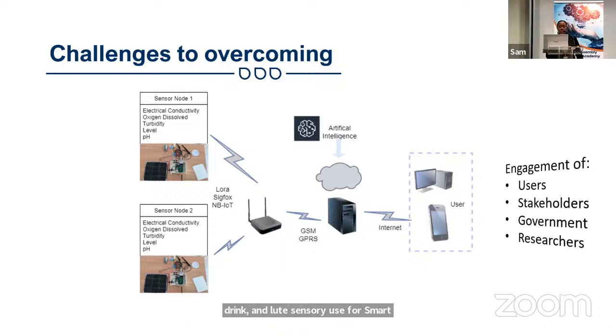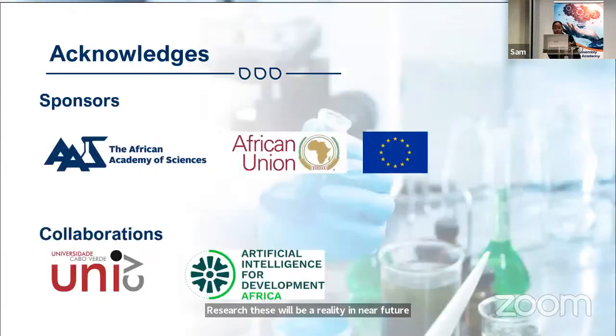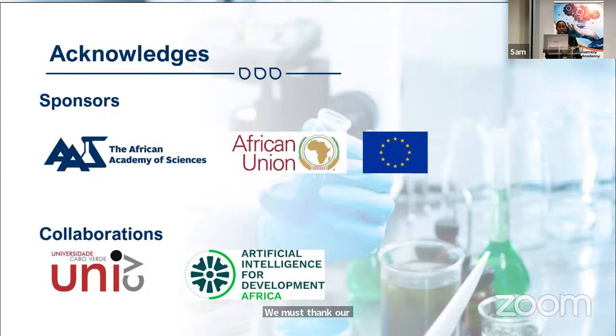We have many challenges to overcome regarding low-cost sensor technology and low-cost communications protocols, strong and low-bias data sets for artificial intelligence models, and also we need to manage community engagement. However, with the engagement of the users, stakeholders, government, and researchers, this will be a reality in the near future. Okay, good. So this was an overview of my project. We must thank our sponsor and collaborators. Thank you for your attention and feel free to reach me.